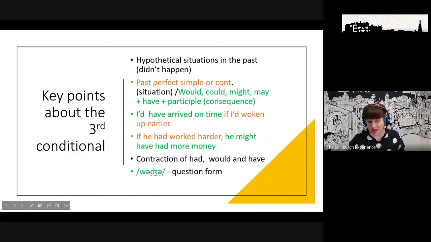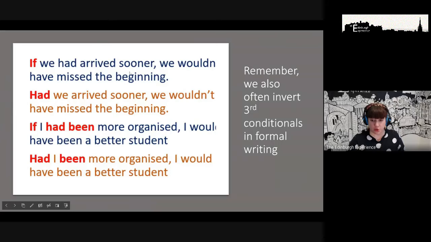We also make that "would you" question form too, okay? So what would you have done? What would you have done if you'd woken up earlier? Okay, guys, now we also can make our inversions with the third conditional too if we want to have more formal writing, like these four examples.